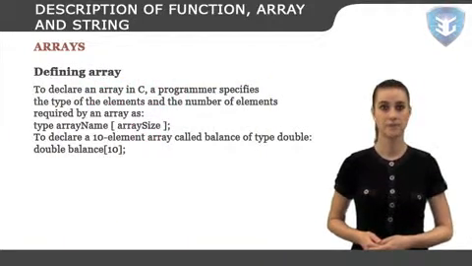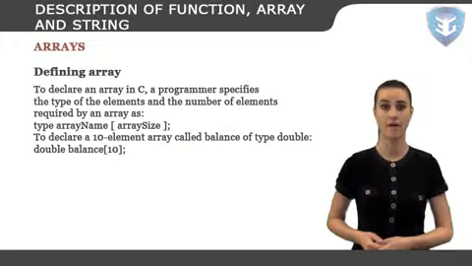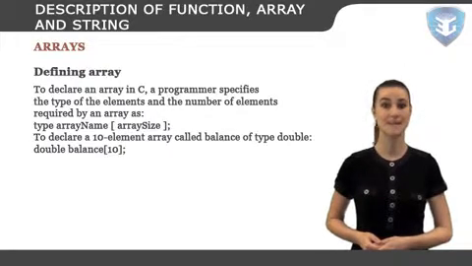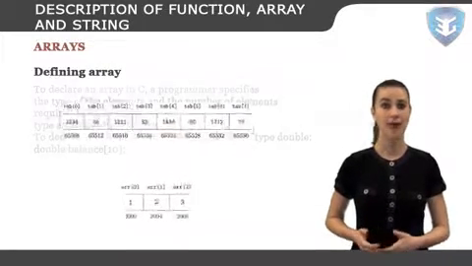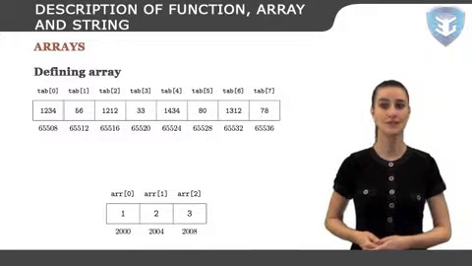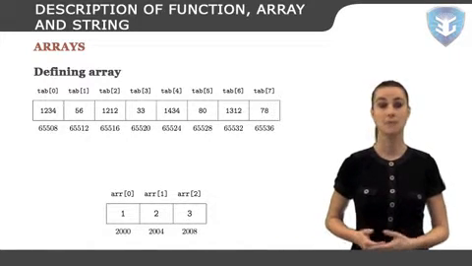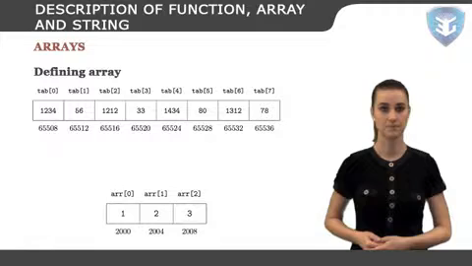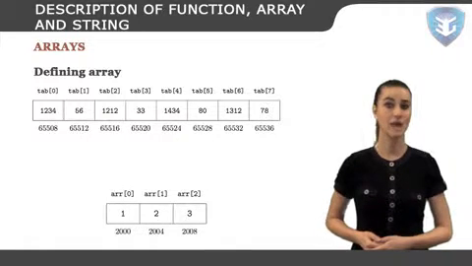Defining array. To declare an array in C, a programmer specifies the type of the elements and the number of elements required by an array. This is called a single-dimensional array. The array size must be an integer constant greater than 0, and type can be any valid C data type. For example, to declare a 10-element array called balance of type double, use the statement as shown.